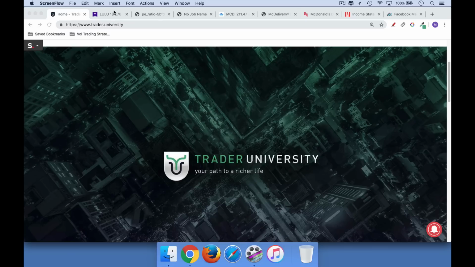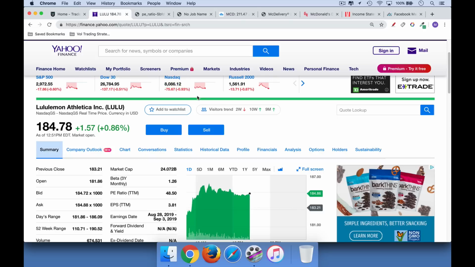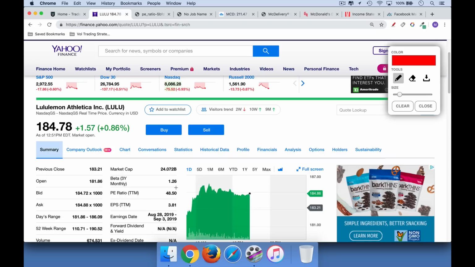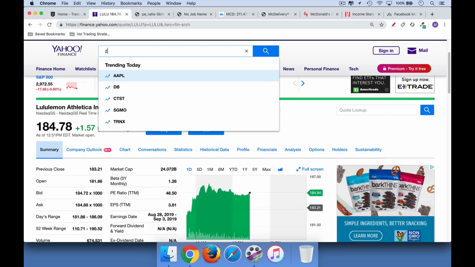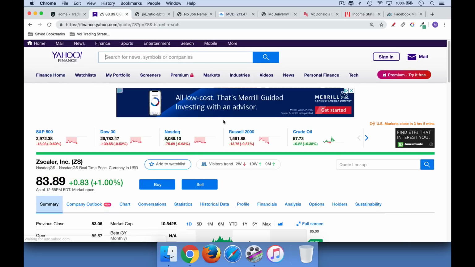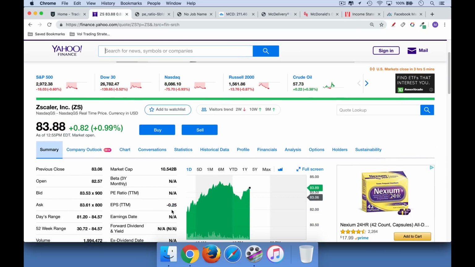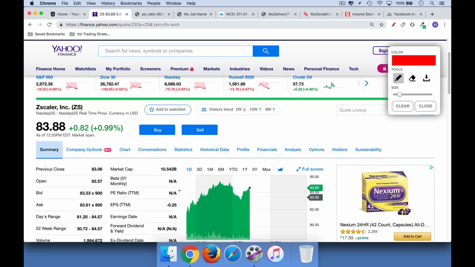Now, one of the common complaints I get about my stock picks that I'm trading is that they have very high PE. So here's Lululemon, for example, PE ratio of 48. We've talked about Netflix in the past. We've been trading stocks like Zscaler, for example. Zscaler is still losing money. They have negative earnings, and so you can't even calculate a PE ratio for them.